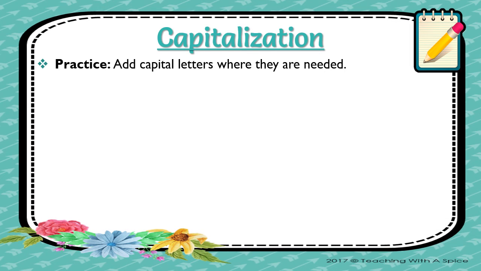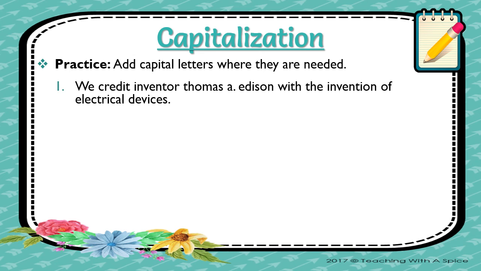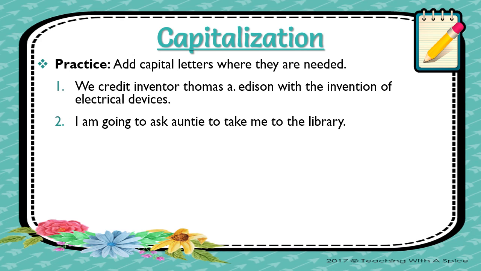All right, so let's practice. Add capital letters where they are needed. Number 1, we credit inventor Thomas A. Edison with the invention of electrical devices. So rewrite this sentence on your paper, capitalizing any words that need to be capitalized. Number 2, don't forget to pause the video. So write, I am going to ask Auntie to take me to the library.